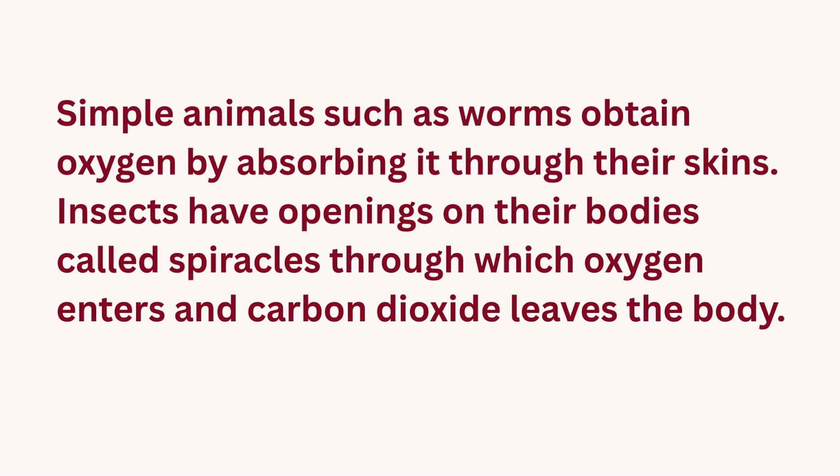Simple animals such as worms obtain oxygen by absorbing it through their skins. Insects have openings on their bodies called spiracles through which oxygen enters and carbon dioxide leaves the body.